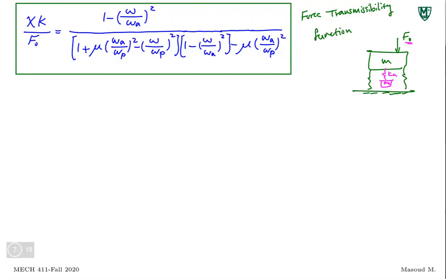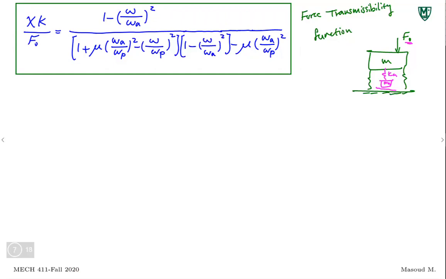Right? I want my primary structure to tolerate less or almost zero force, and all the force I want to be transmitted to my absorber. Because I want my absorber to absorb this energy that's coming from the external force. And my primary structure does not get any, it's just acting as something that is passing the energy to the absorber. So this is the force transmissibility function.